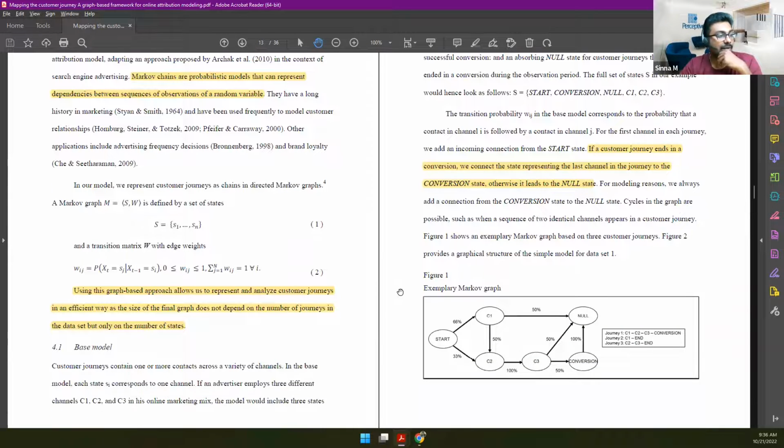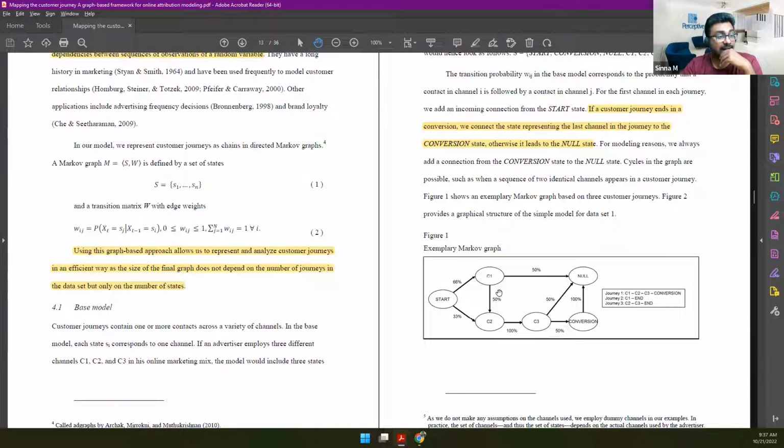Now coming to Markov chain. This is an example Markov graph: start, channel 1, channel 2, channel 3, conversion, null. Depending on what path the customer takes, the journey can be start, C1, C2, C3, conversion, or start, C1, end, where they see the advertisement but don't buy anything. Or start, C2, C3, end, which is this path. Depending on the training data, these probabilities are calculated. So that's a base model, a simple graph.